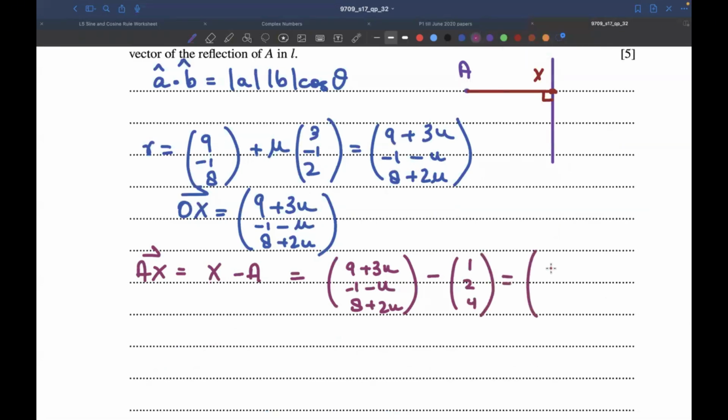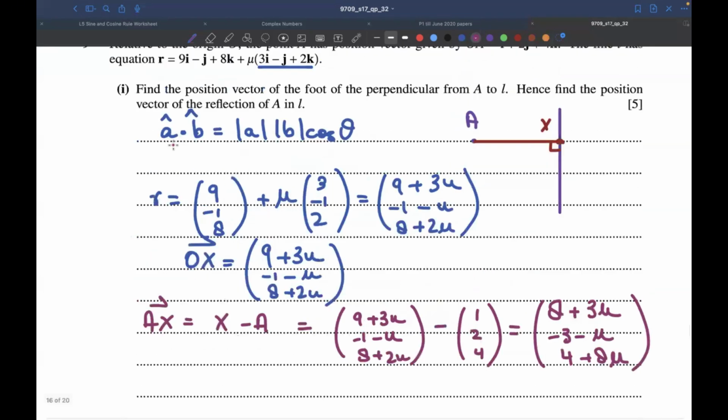So 9 minus 1 is 8. That becomes 8 plus 3 mu. Minus 1 minus 2 is minus 3. And 8 minus 4 is 4 plus 8 mu. So now we have the direction vector of AX, which is in terms of mu.